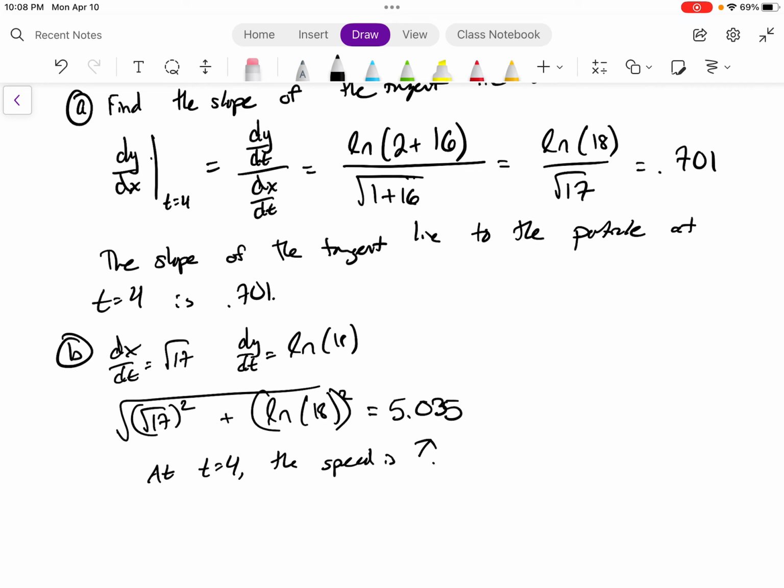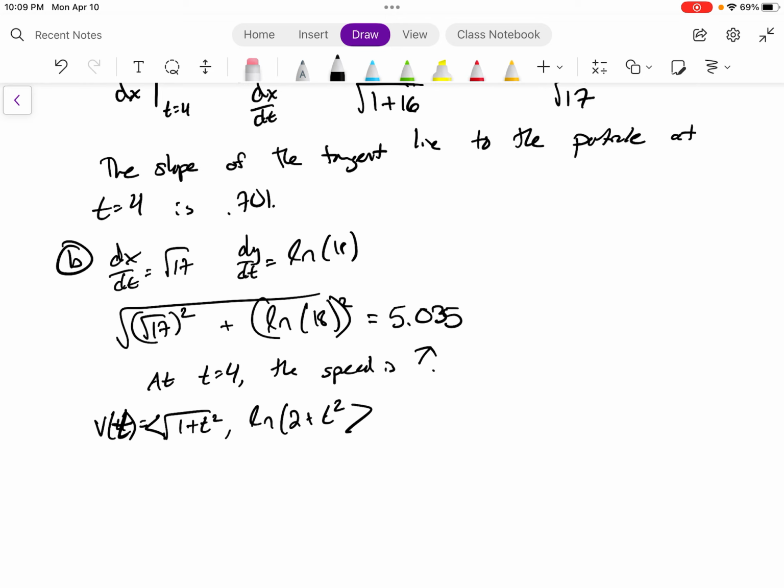Okay, and then for acceleration at 4, we know the velocity vector. The velocity vector, v of t, is simply dx/dt, which is root 1 plus t squared, comma, dy/dt, which is ln 2 plus t squared. That's how we would parameterize the velocity, just from the givens. So for the acceleration, we would just take the derivative with respect to t of each component.